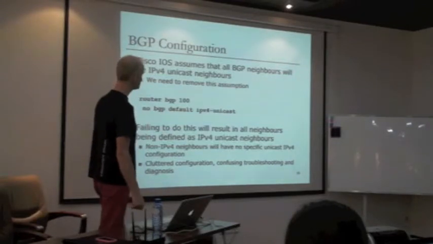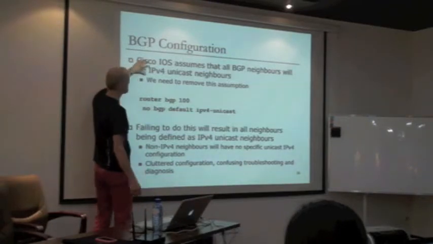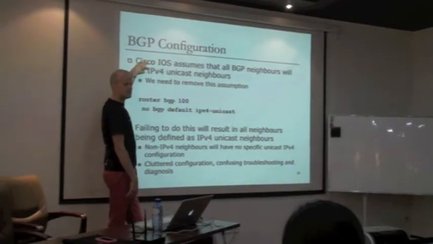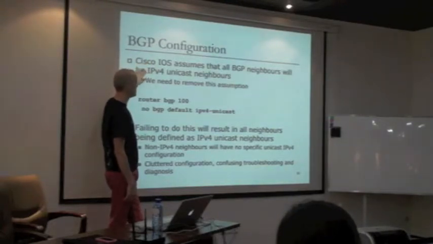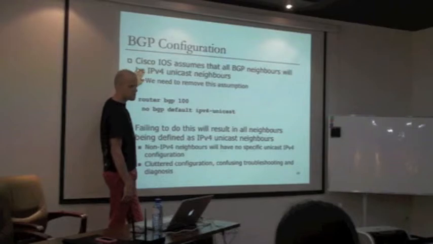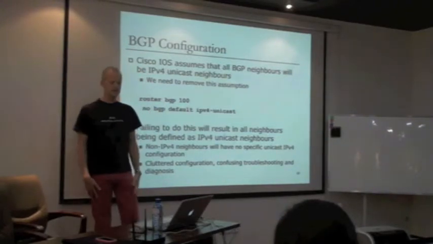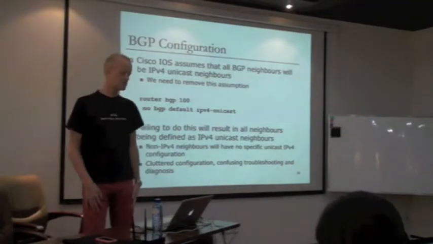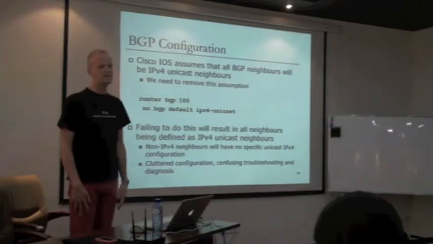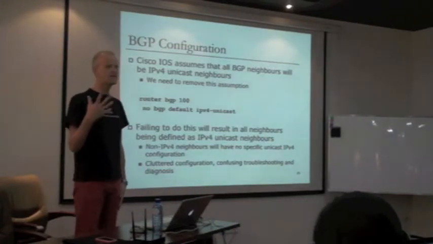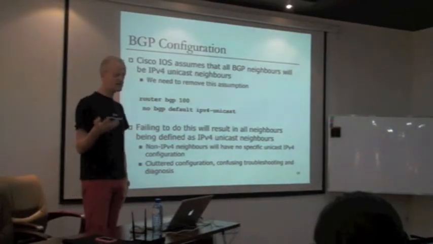Now on IOS, it's slightly strange. It assumes that all BGP neighbors are V4 neighbors. It doesn't matter how they're configured, it assumes they're all V4 neighbors. So an important thing you need to do in IOS is no bgp default ipv4-unicast. We need to remove this assumption that the neighbor is a V4 neighbor. If you don't do this, then the configuration looks really strange. I mean, some of you might forget, and then you'll see what happens.